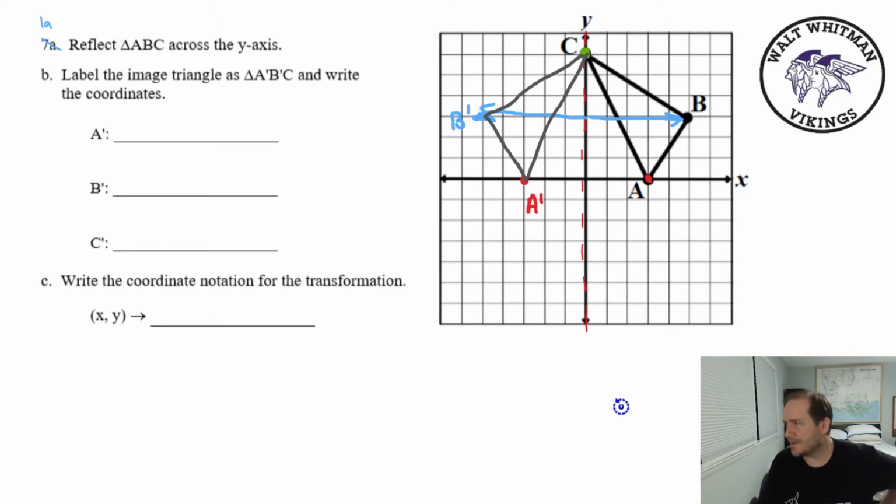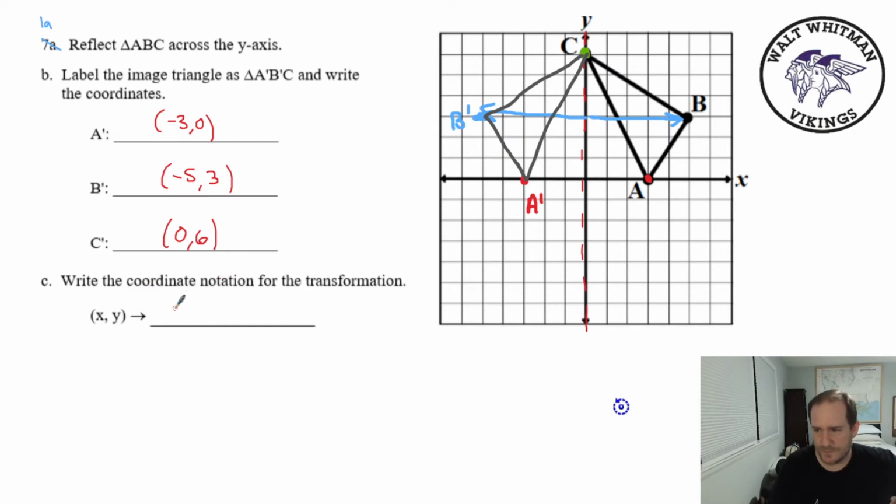But I do need my coordinates, so I'll just rip them off the grid. We see that A is at negative 3, 0. And B is at negative 5, 3. And C is at 0, 6. And then we need a rule for this. We just went over all the rules. You guys should know this. If you want to reflect over the y-axis, then you change the sign of x, but you leave y alone. That's your rule, negative x comma y.